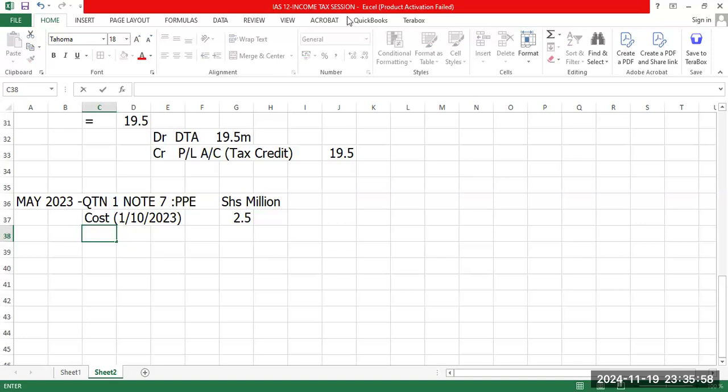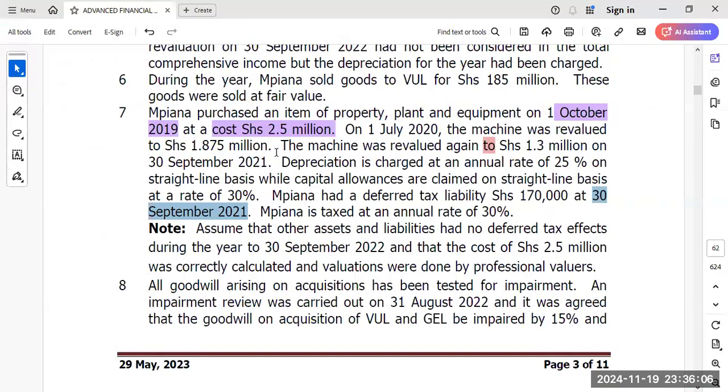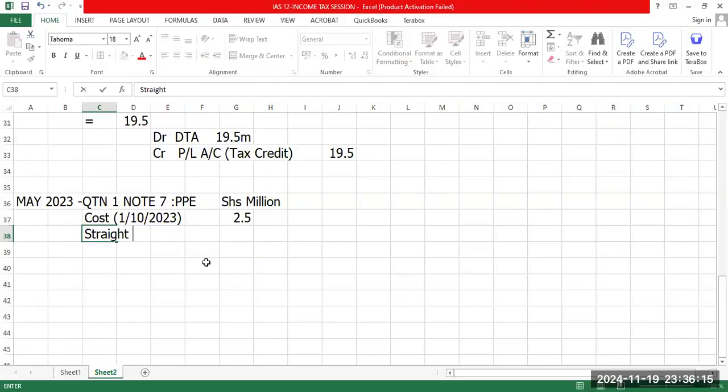Please don't doze. We are using which rate? 25%. Okay, this is straight line basis at 25%.